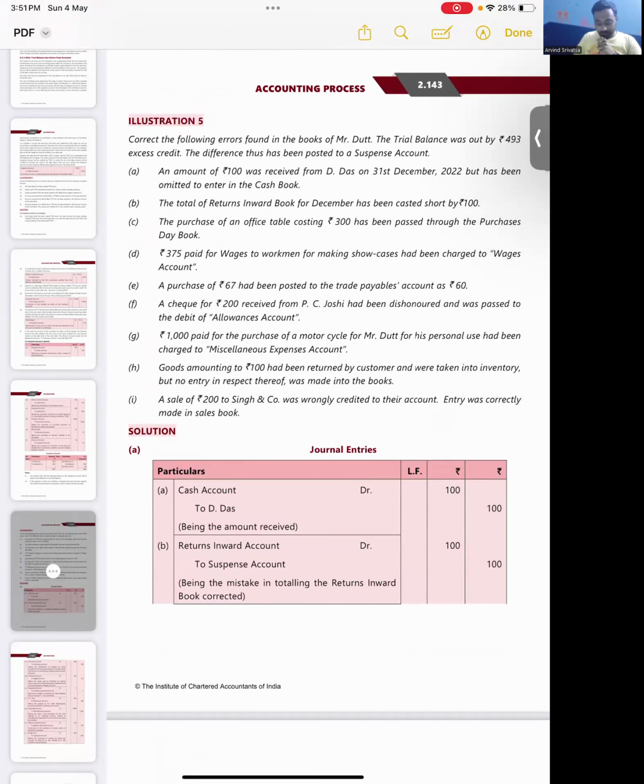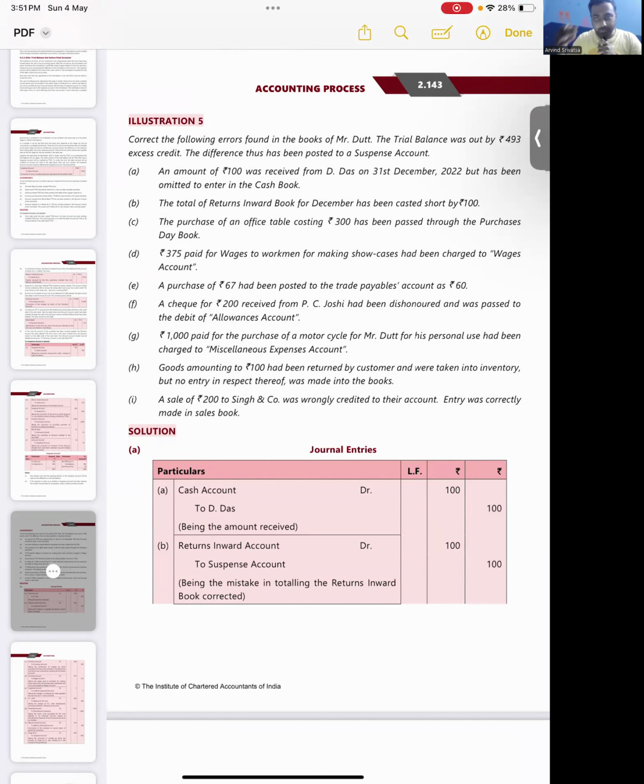So 375 paid for wages to workmen for making showcases had been charged to wages account. Many people will ask what is even the mistake in this one. In part D, what they are saying is they had paid some wages to workmen for making showcases. So your showcases will be a part of your furniture.